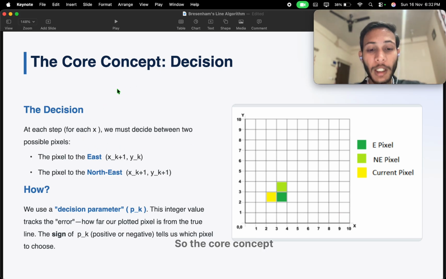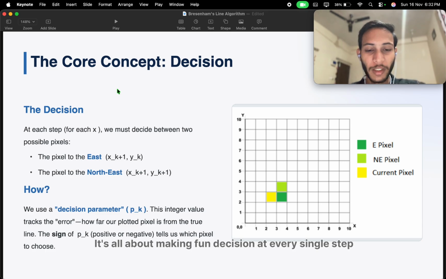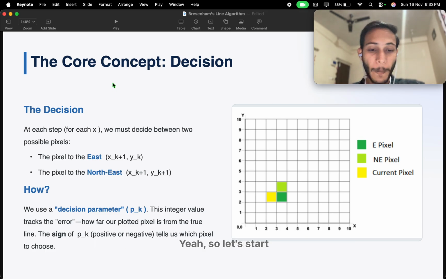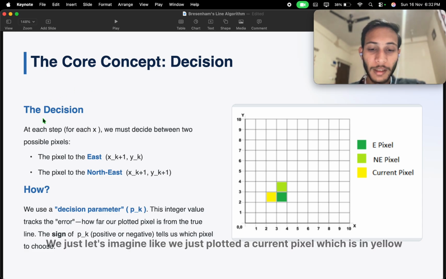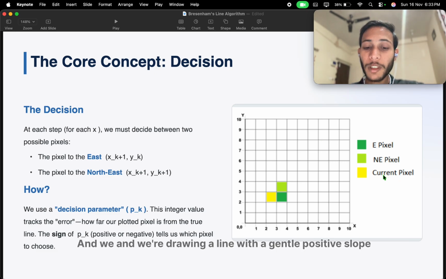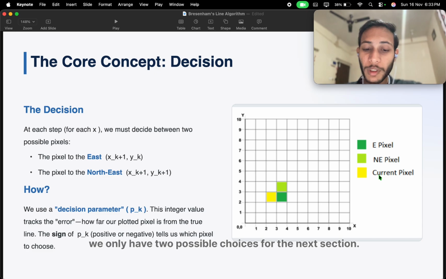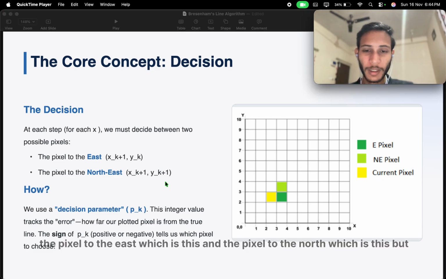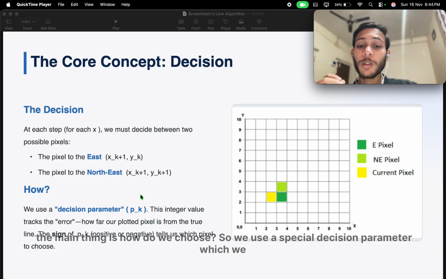The next slide: the core concept. It's all about making one decision at every single step. So let's start. Let's imagine we just plotted our current pixel, which is in yellow here, and we're drawing a line with a gentle positive slope. We only have two possible choices for the next pixel: the pixel to the east, which is this, and the pixel to the north, which is this. But the main thing is, how do we choose?